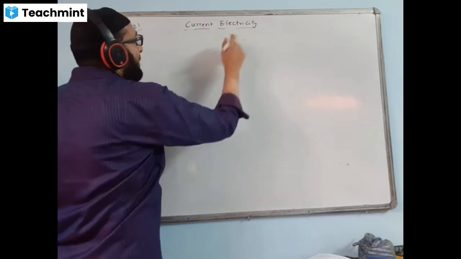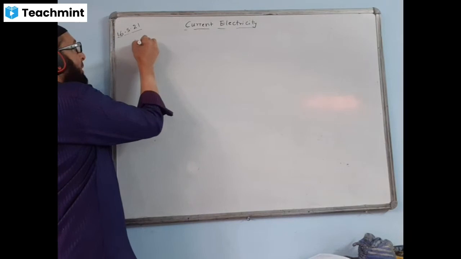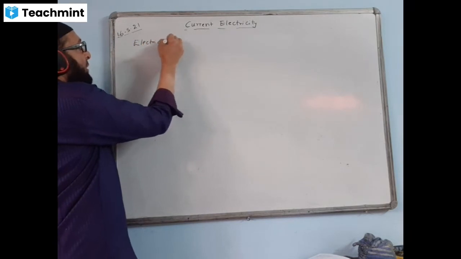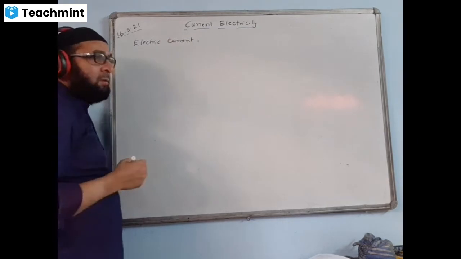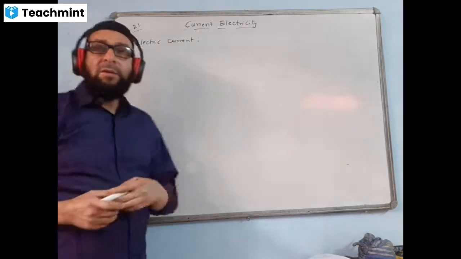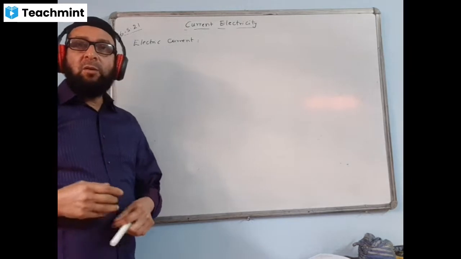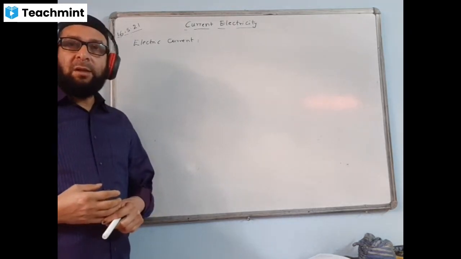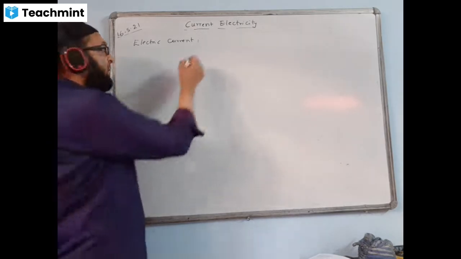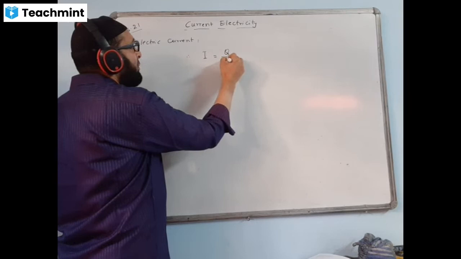First thing is current, electric current. The definition of current: I think you know it, but once again, we say the rate of flow of charges is called current. Therefore, we have the formula of current. Current is denoted by I. Current is equal to charge flowing upon the time taken. I is equal to Q upon T.